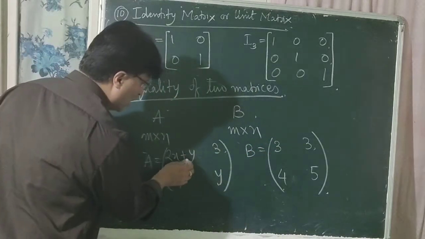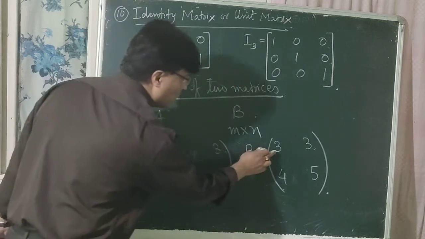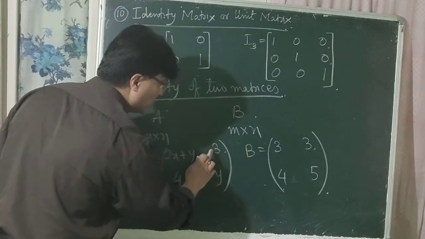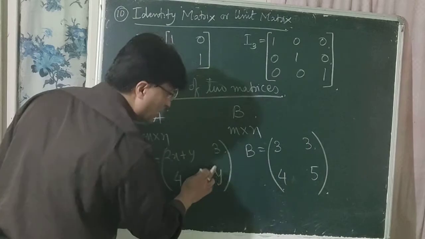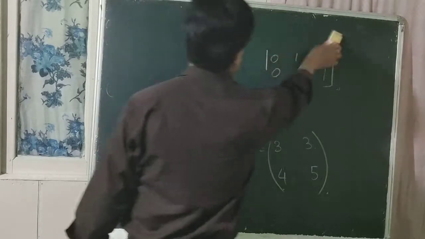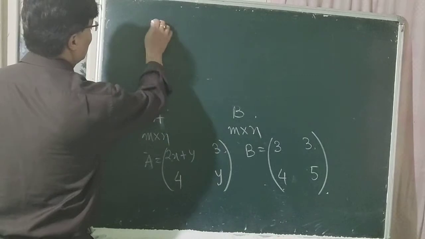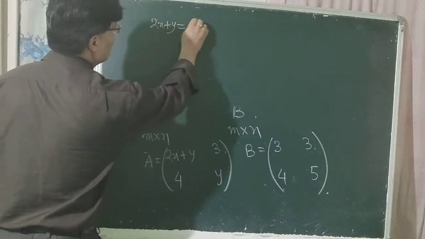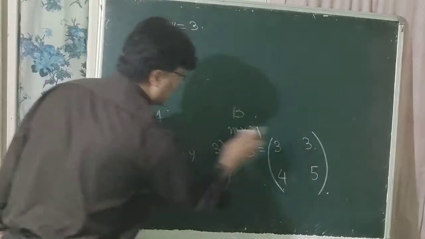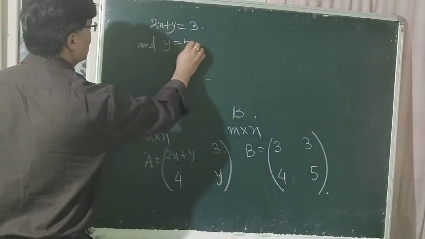That means the first element of the first row here is 2x plus y. Here the first element of the first row is 3. These two must be equal. That is, 2x plus y is equal to 3. This is 3, 3. This is 4, 4. They are equal. And this y should be equal to 5. So now these two matrices A and B are equal if 2x plus y is equal to 3, and y is equal to 5.